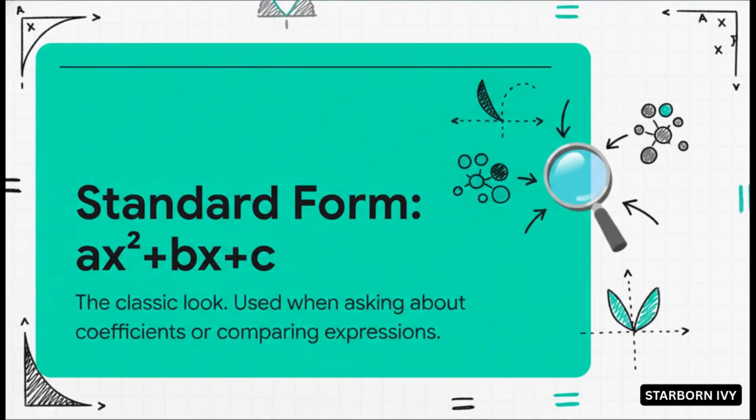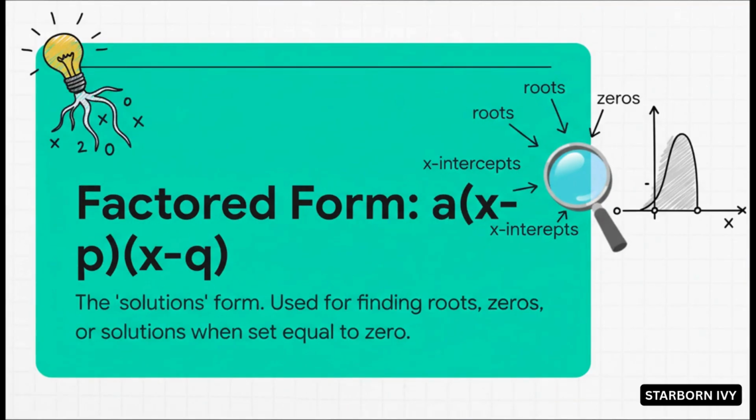You know, the classic. This is the one you probably learned first in school. If a question starts asking about the sum of coefficients or wants you to expand something out, you're in this world. Next, we've got factored form. This one is a dead giveaway. As soon as you see the words roots, zeros, solutions, or x-intercepts, a giant light bulb should be going off in your head. It's practically screaming the answer at you right there in the factors.